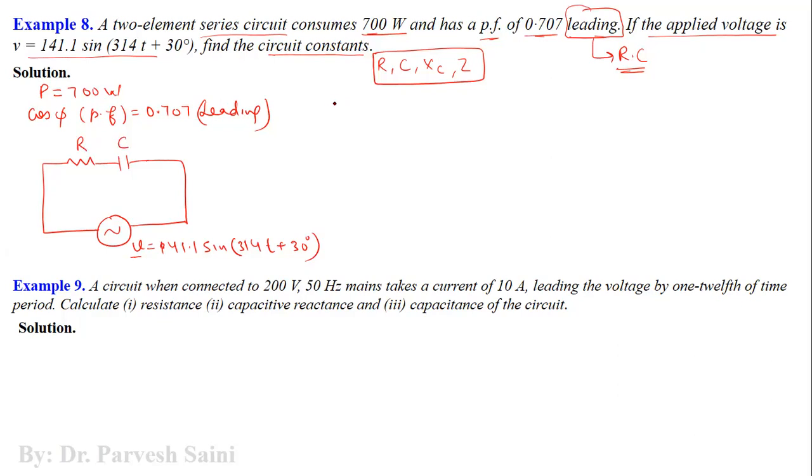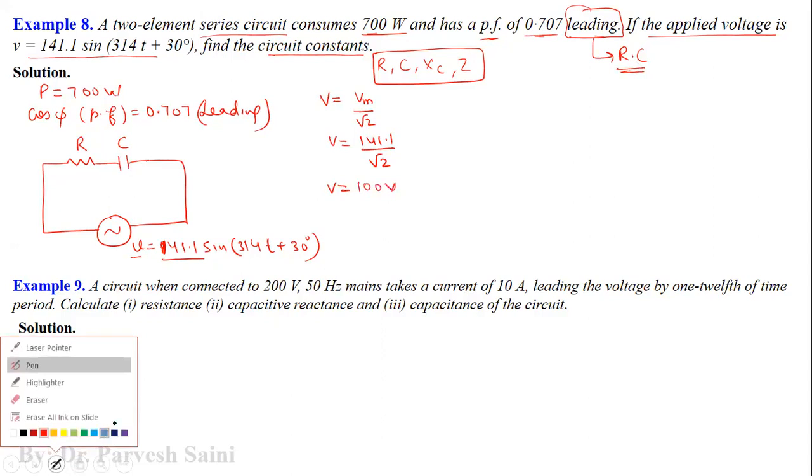Now, the RMS value of voltage is equal to Vm by root 2, so it is 141.1 divided by root 2. So V is basically 100 volt. These parameters are interrelated to one another.